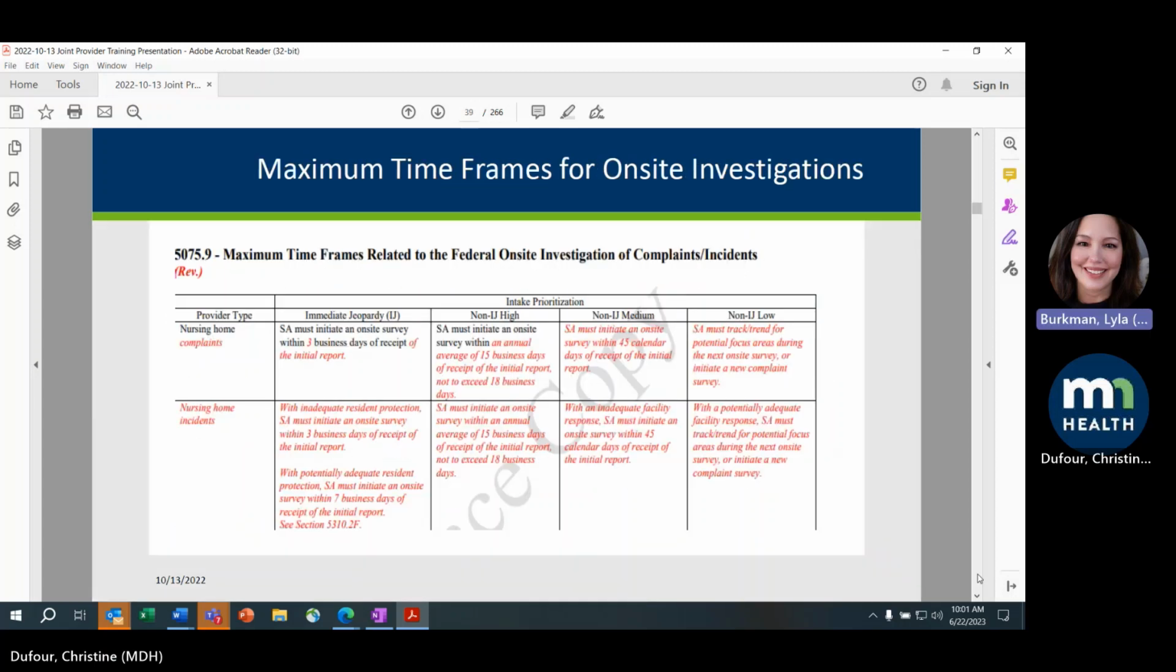This slide represents the maximum timeframes the state agency must follow for on-site investigations. As you can see, for nursing home complaints, the state agency must initiate an on-site survey within 3 business days of receipt of the initial report for immediate jeopardy priority level. For nursing home incident reports, if adequate protection is noted in the report, an on-site must be initiated within 7 days of receipt of the report. However, if the report does not identify sufficient protective measures, the on-site will occur within 3 business days.